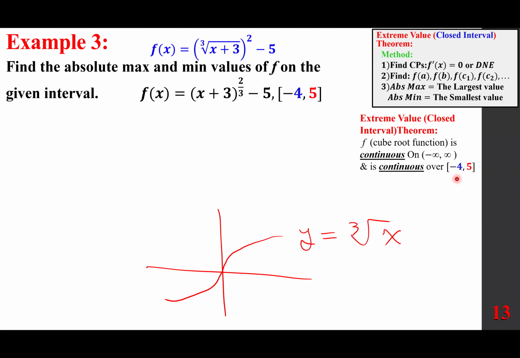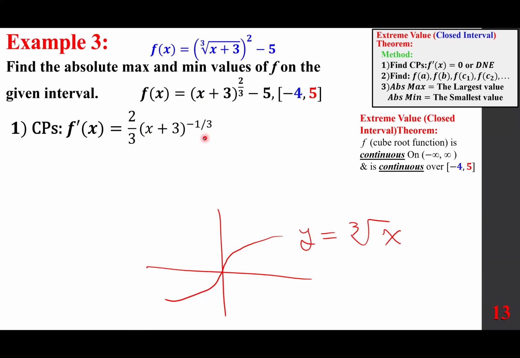Now the next part, we're going to move on and find f prime of x. To find f prime of x, we're going to work with this one, not this one. So this is 2/3 times (x + 3) to the power of 2/3 minus 1, which makes it -1/3, times the derivative of the inside, which is 1; minus 5 gives you 0. In other words, f prime of x is 2/3 (x + 3) to the power of -1/3. I'm assuming no one has any problem with differentiation. And we want to move on to see where f prime is 0 or doesn't exist.